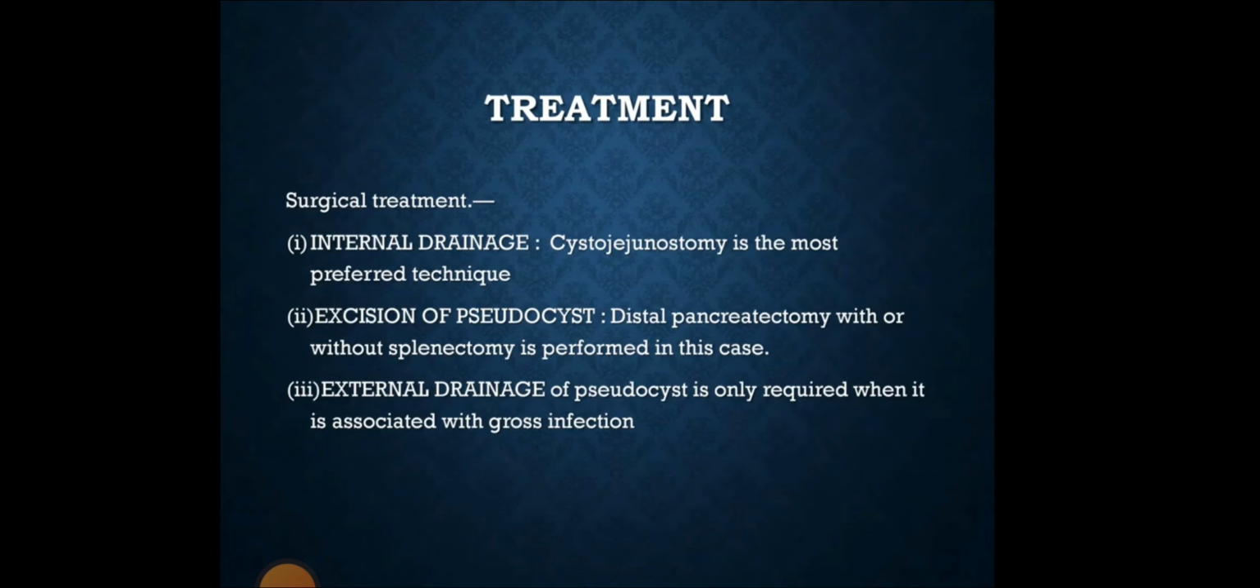The third option is external drainage, and that is required when there is gross infection, when the patient is already grave, and there is so much infection that we cannot go for any surgery. In such a condition, we can go for external drainage. These are the three procedures which can be advised in acute pseudocyst when it is not resolving and surgery is indicated.